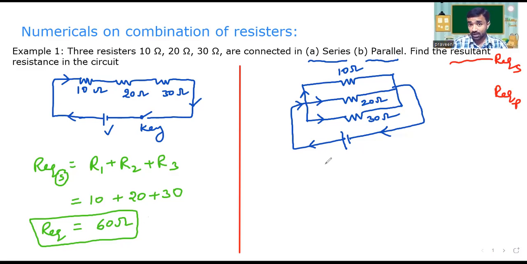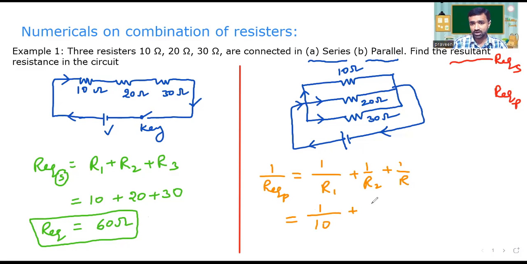Now find the equivalent resistance in parallel combination. Here 1 by R equivalent in parallel combination, R parallel, is the reciprocal sum: 1 by R1 plus 1 by R2 plus 1 by R3. Then substitute the values: R1 is 10 ohms, R2 is 20 ohms, R3 is 30 ohms.